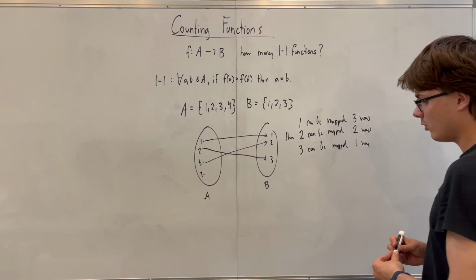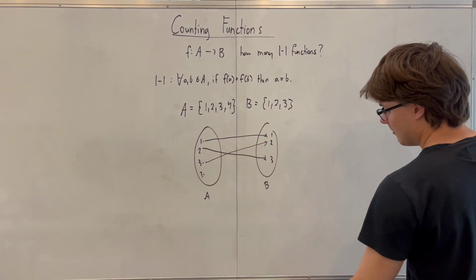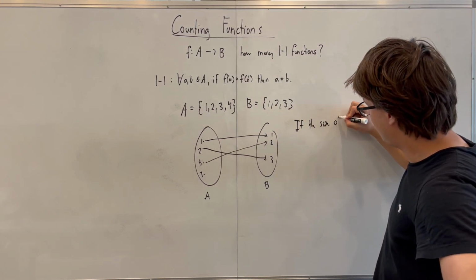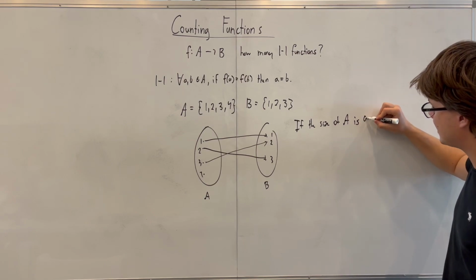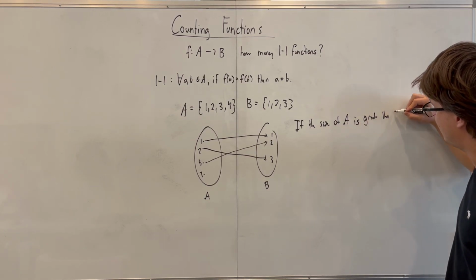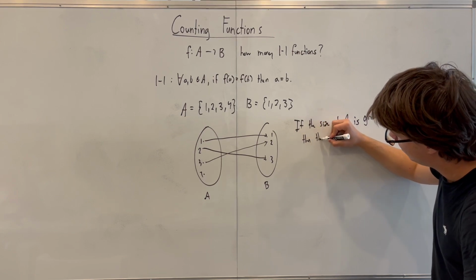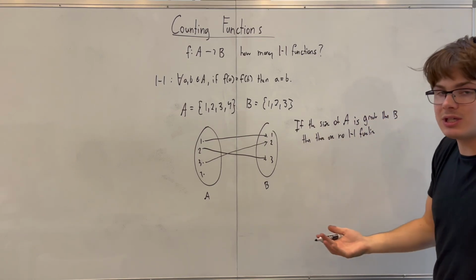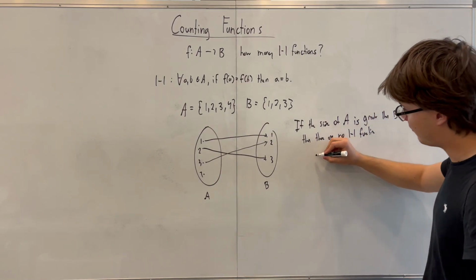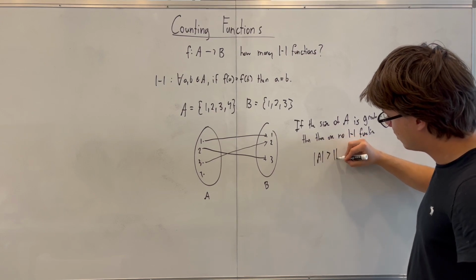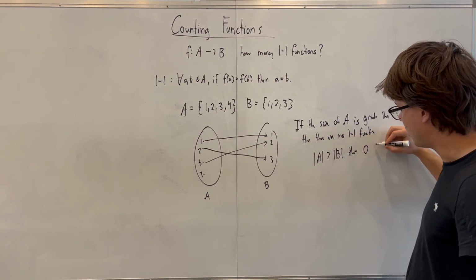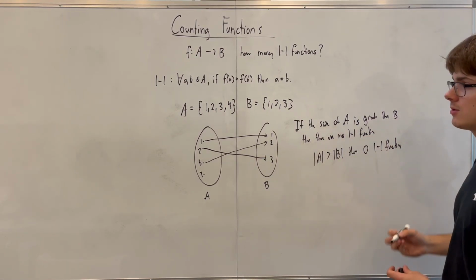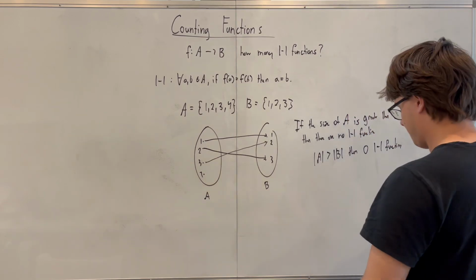So what do we find? We find that in conclusion, if the size of A is greater than B, then there are no one-to-one functions. You just simply can't make them, right? By our reasoning here. So if A is bigger than B, then 0 one-to-one functions. Okay, let's have a look at one more example.